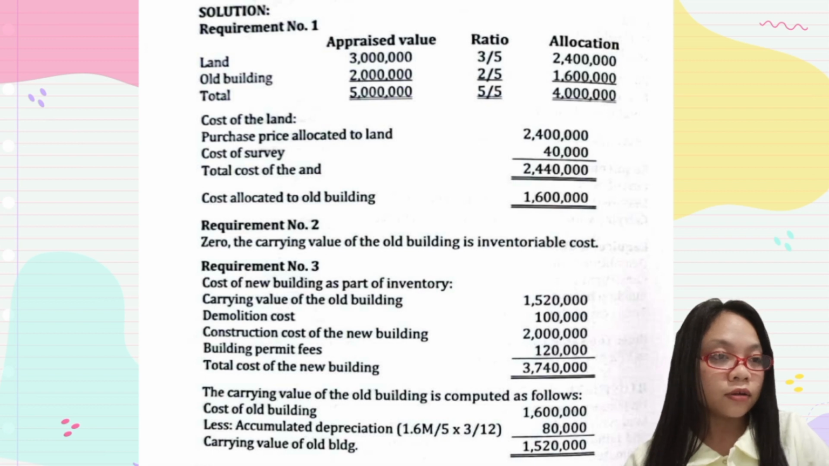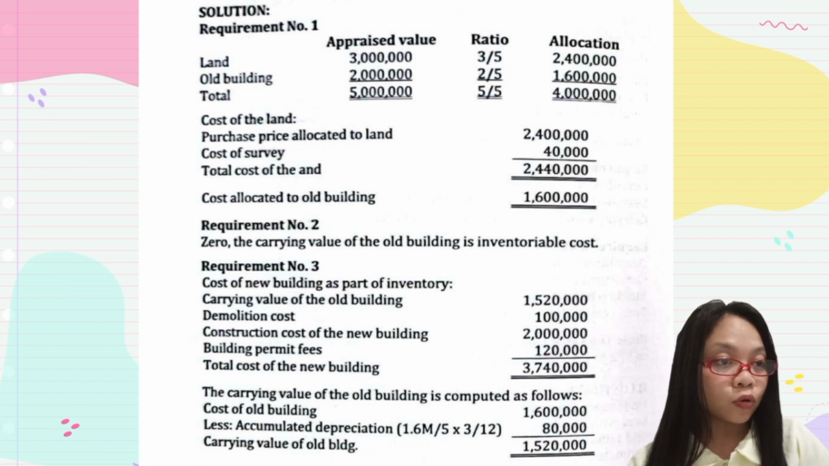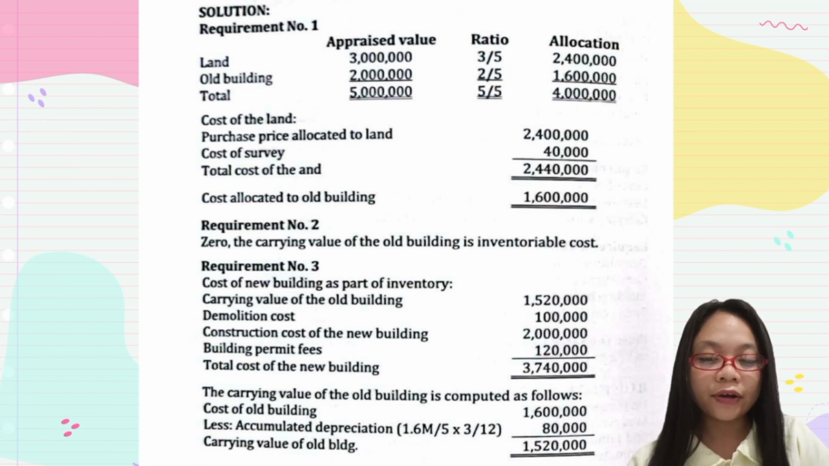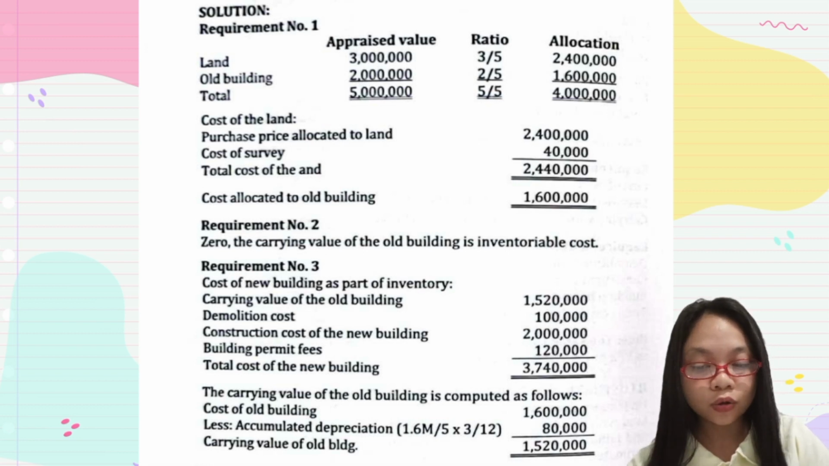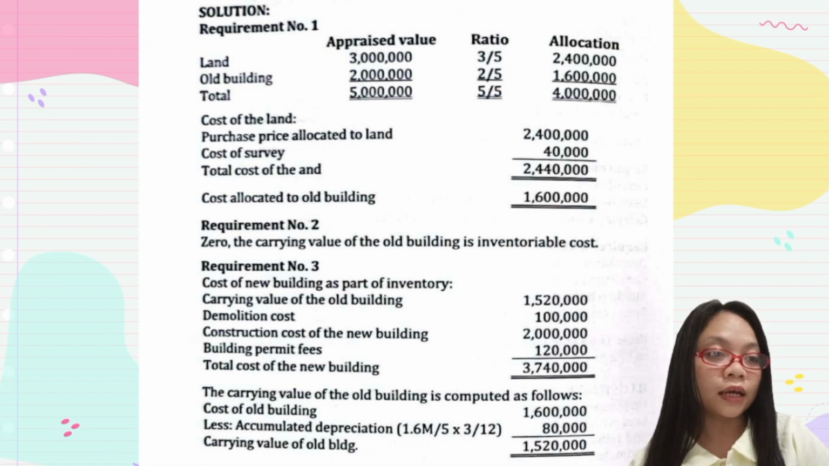For requirement number 3, we need to find the cost of the inventory. Total inventory. So, to find the total cost of the new building, first, add the allocated carrying value of the old building plus the construction cost and demolition cost. That is the rule we discussed previously. So, let us find first the carrying value of the old building. The carrying value of the old building is 1,520,000.